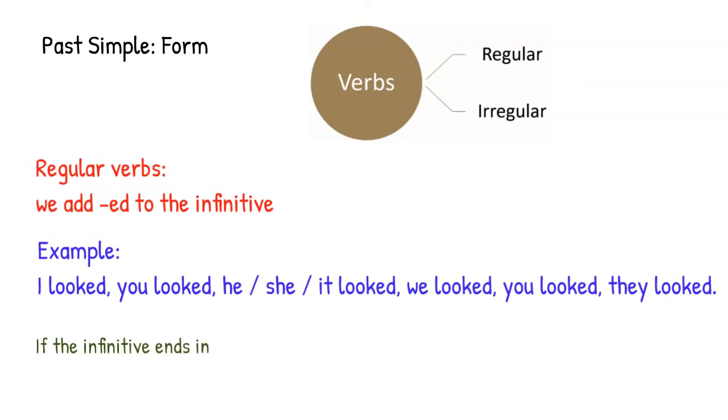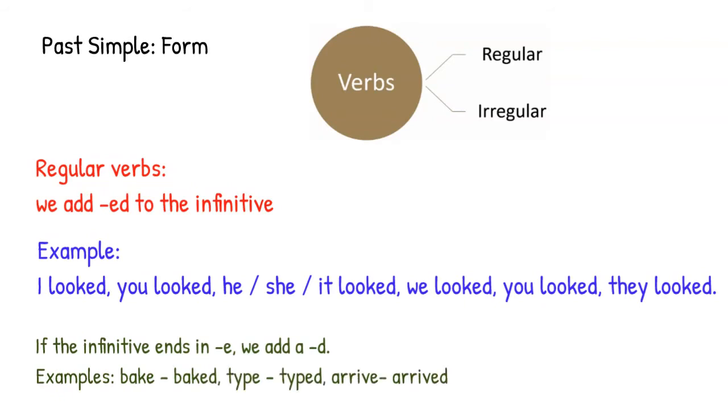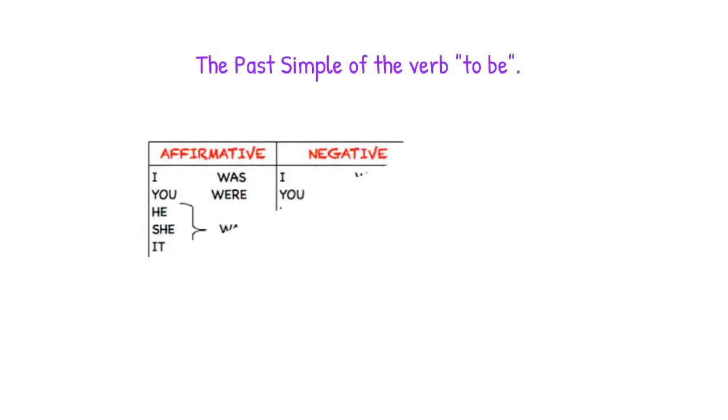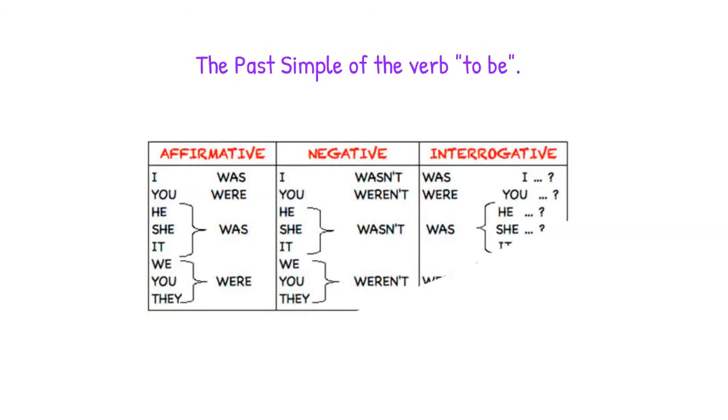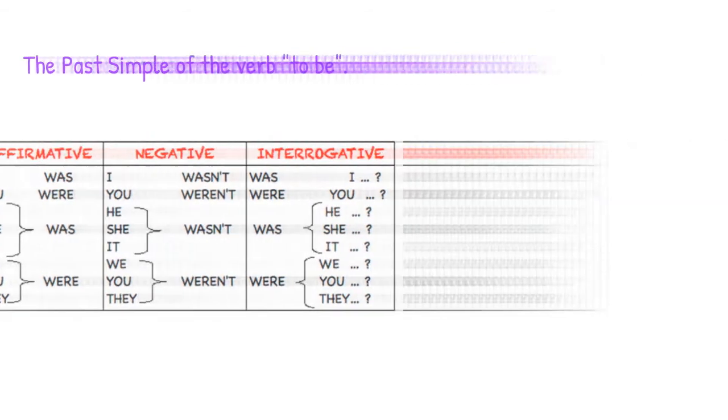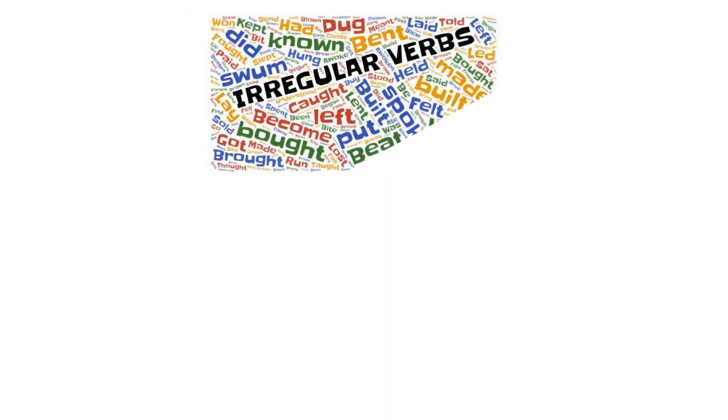If the infinitive ends in e, we just add a d, as in bake, baked, type, typed, arrive, arrived, and so on. The verb to be has a different past simple form. As you can see, we have I was, you were, he, she, it was, we were, you were, and they were. Okay? We know that many of the most common verbs are also irregular.